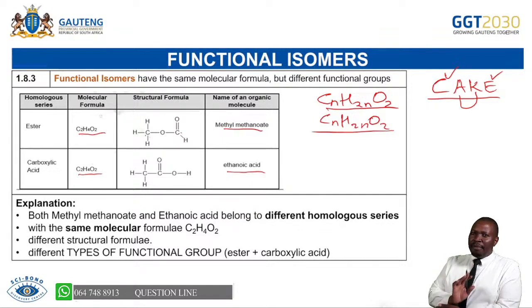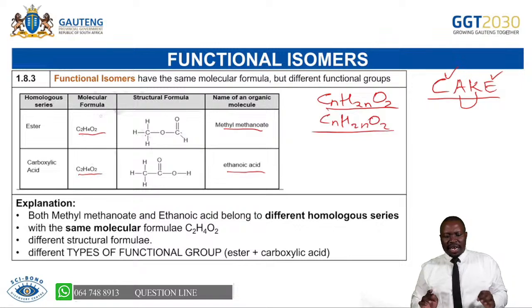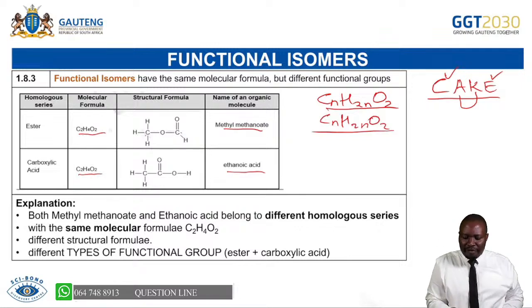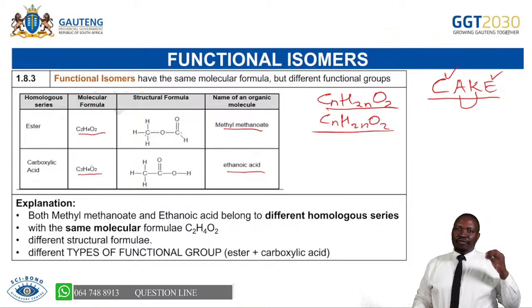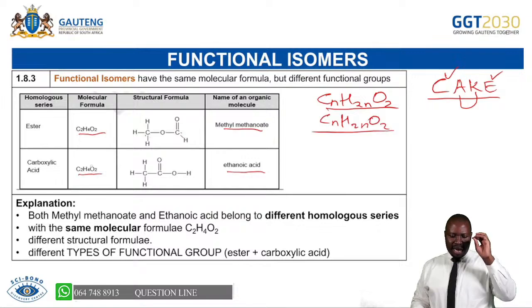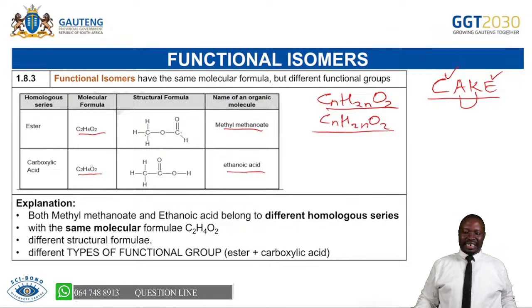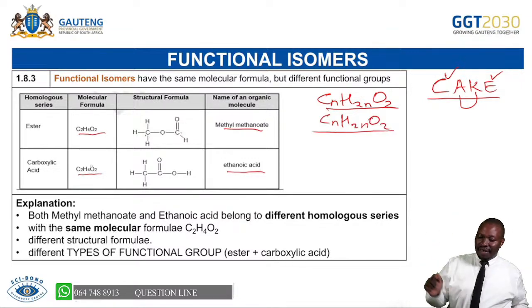Just write the molecular formula. Remember, to get a molecular formula, we are simply saying count how many carbons we have. 2, correct. How many hydrogens? 4. How many oxygens? 2. You write it like that. Then you do the one for carboxylic acid. You will find that an ester and a carboxylic acid have the same molecular formula, but they belong to different functional groups.